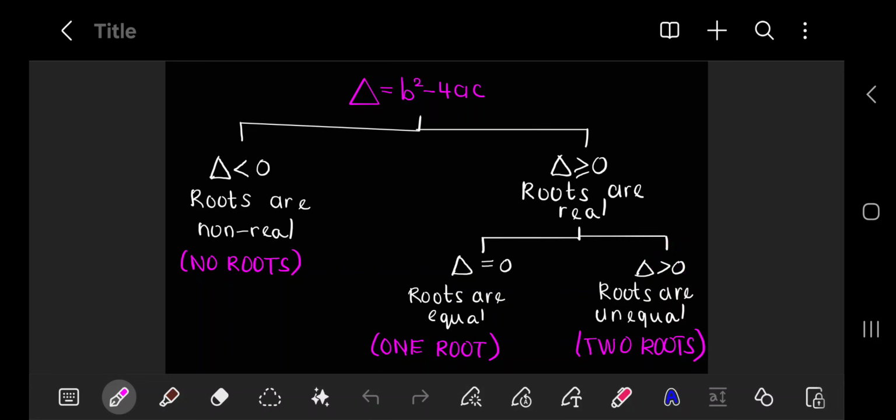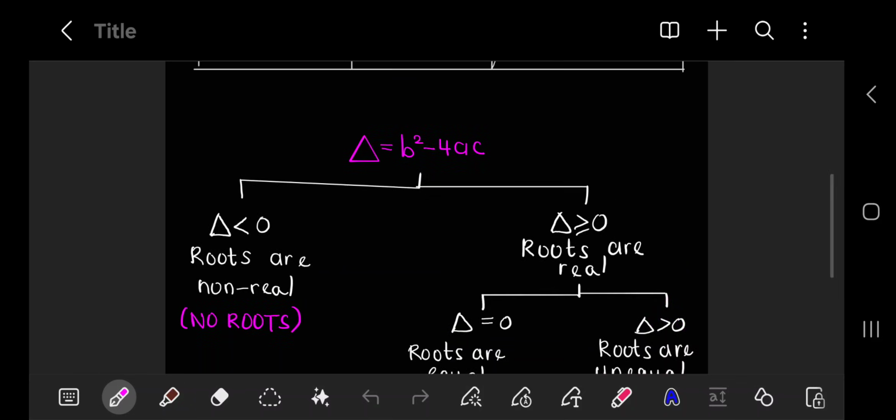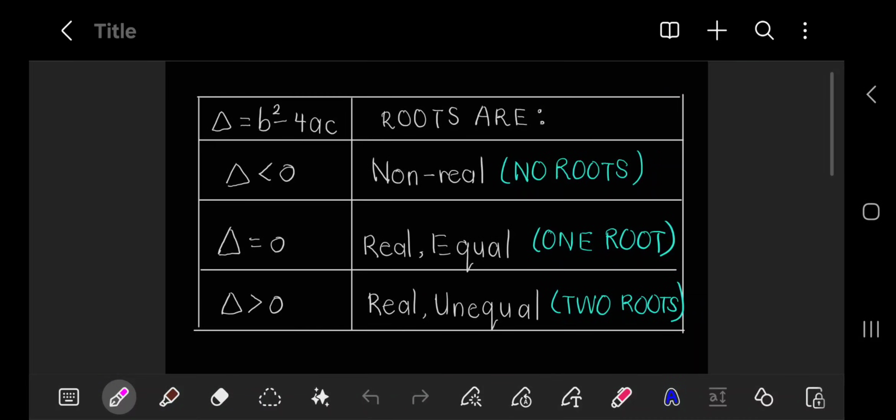Now we've seen all of that in the table that we calculated. We had an equation where we had only one root. We just had x is equal to 3. We had equations where we had two different roots. And we had an equation where there were no roots. So all of that can be determined by the discriminant. Now I've also made this table for you guys to study.